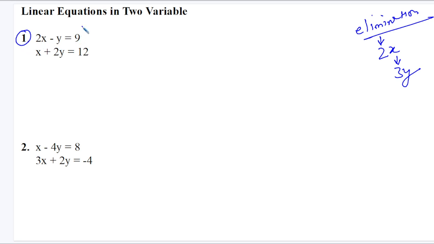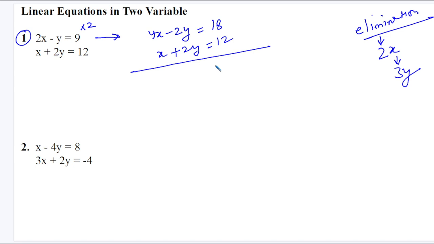If I multiply the first equation by 2, the whole thing, my coefficient will become the same for y in both the equations. So this will change to 4x minus 2y equal to 18 and x plus 2y equal to 12. The second remains as it is because I haven't done anything with the second one. I just multiplied the first one by 2 to make y's coefficient the same in both the equations.